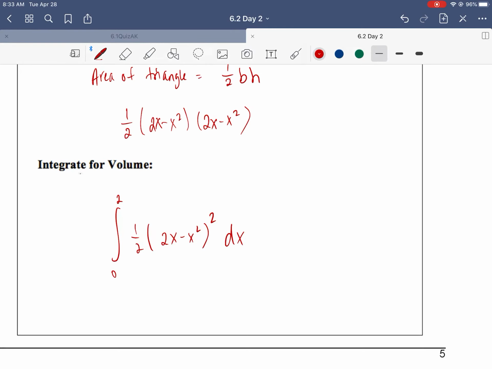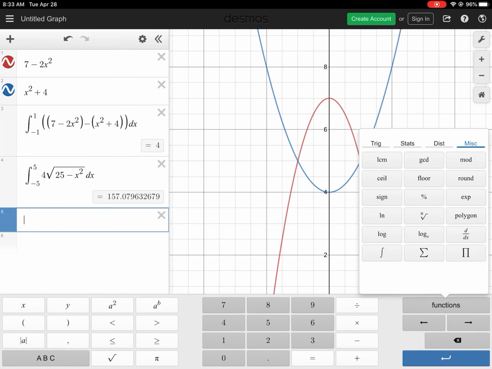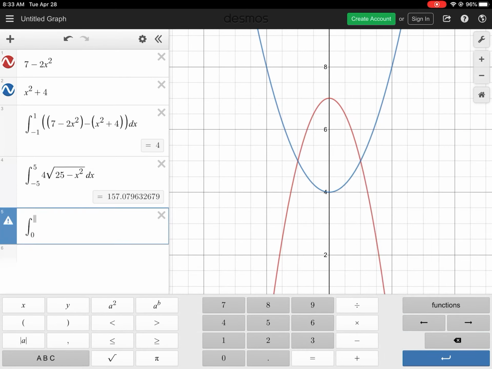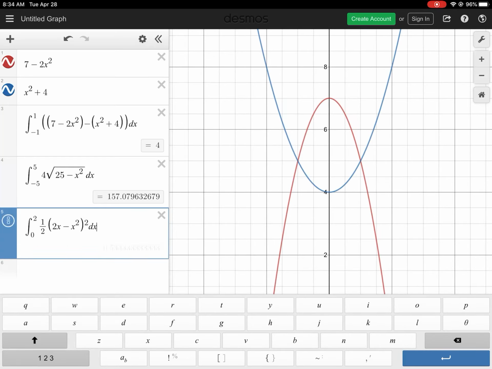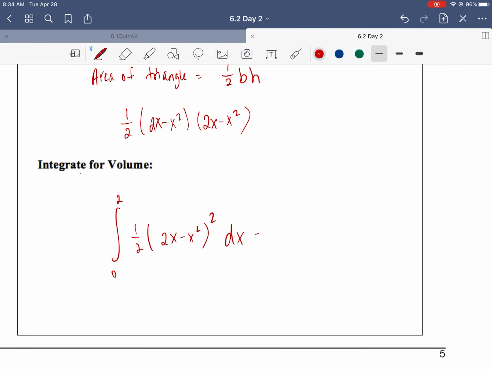Okay, put this into the graphing calculator. We get 0.53 units cubed.